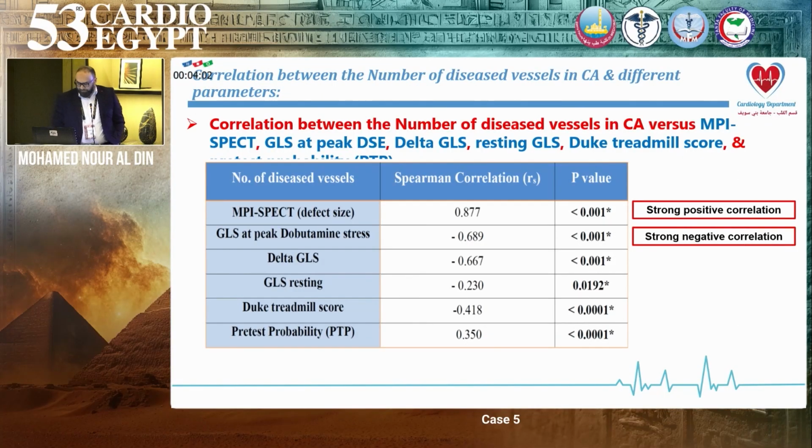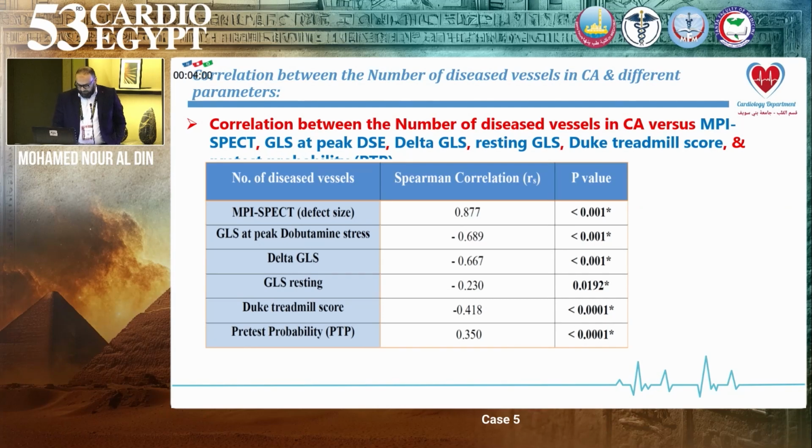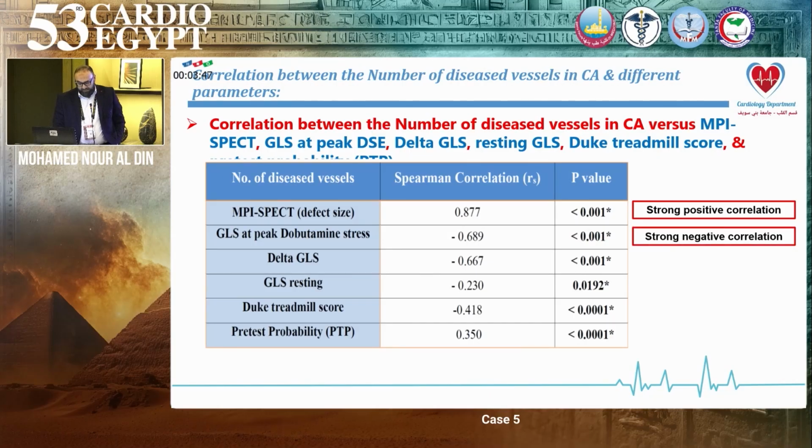I'll jump to the results of correlation. MPI SPECT defect size has a strong positive correlation with the number of diseased coronary vessels. Global strain has a strong negative correlation. Delta change has a strong negative correlation.